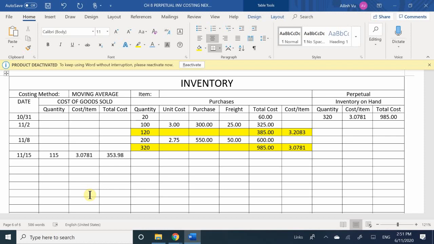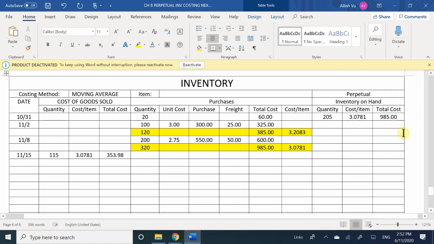Andrea, are you okay? Is this what you got too? Yeah, that's what I've got. Okay, good. $353.98 is correct. Now, keeping our little section in the middle clean, we're just going to do some mental math. What is 320 minus 115? 205.